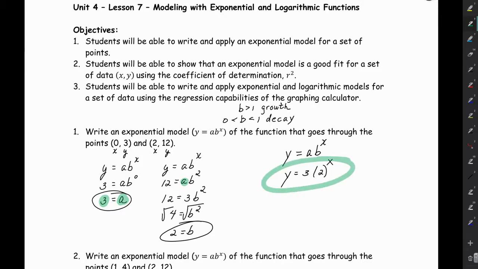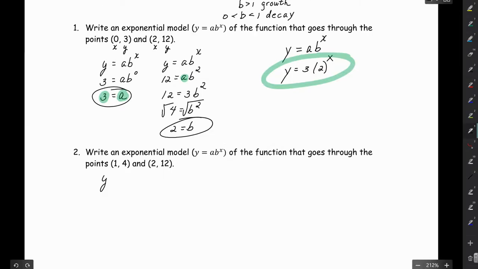Now at this point, I would say pause the video and see if you could do number 2 on your own, but just be forewarned, number 2 is a little bit harder to do. So we have a set of points here. We've got our first point, y is 4, and x is 1. So what do I really have? I have 4 equals ab. Well, I've got to solve for one of them so I can substitute that into my next equation.